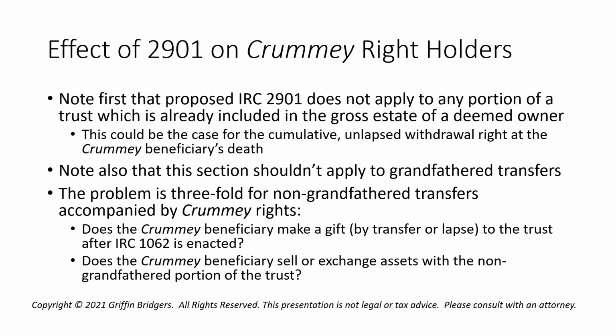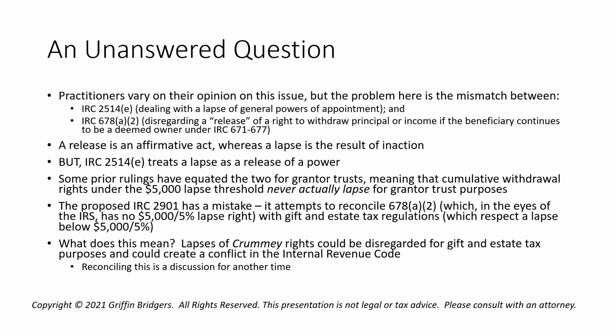Now, it's also important to note that this section shouldn't apply to grandfathered transfers, so the problem we're going to look at is only going to apply to transfers that are subject to a Crummey right to a non-grantor trust after the effective date of Code Section 2901 and 1062, as we're going to look at. So, with that being said, it'll also only be an issue if a Crummey beneficiary makes a gift by transfer or lapse after Code Section 1062 is enacted, or if a Crummey beneficiary sells or exchanges assets with the non-grandfathered portion of the trust after Code Section 1062 is enacted, if it is indeed enacted.